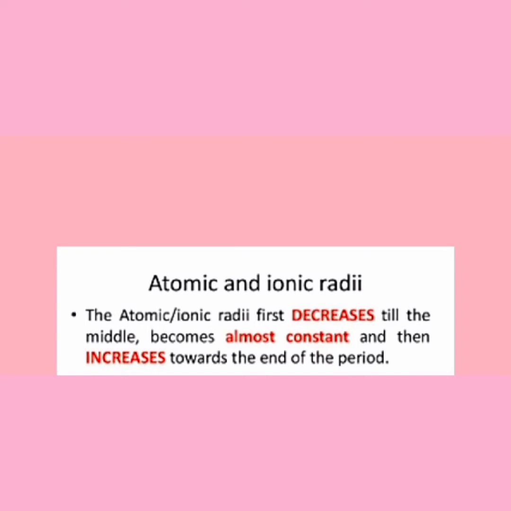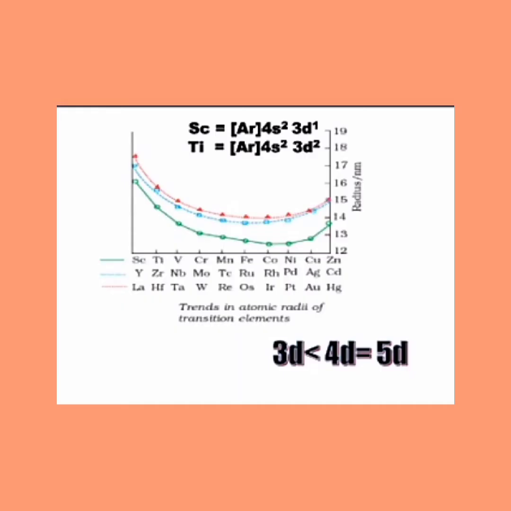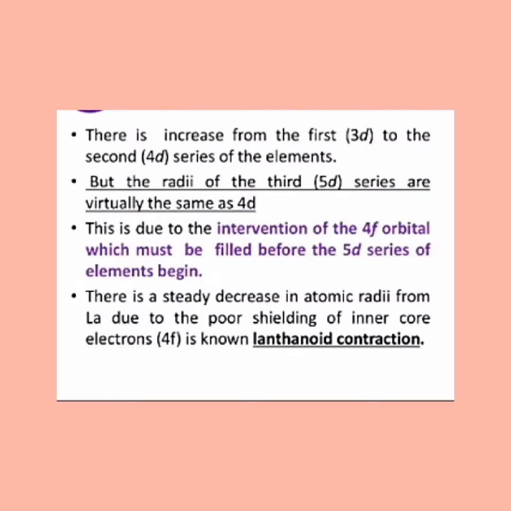The atomic or ionic size of the D block elements first decreases till the middle, then becomes almost constant, and then increases towards the end. The transition elements show a very small decrease in atomic size due to screening effect. There is an increase from the first to second series of the elements, but the radii of the third series are virtually the same as 4d.